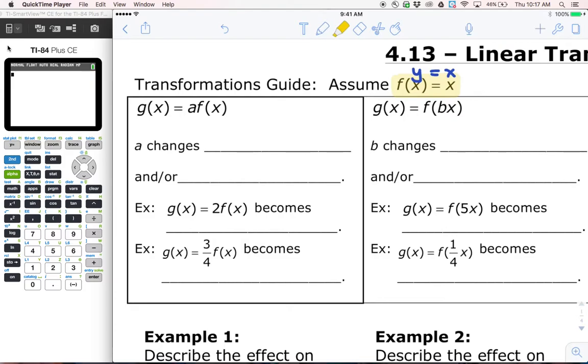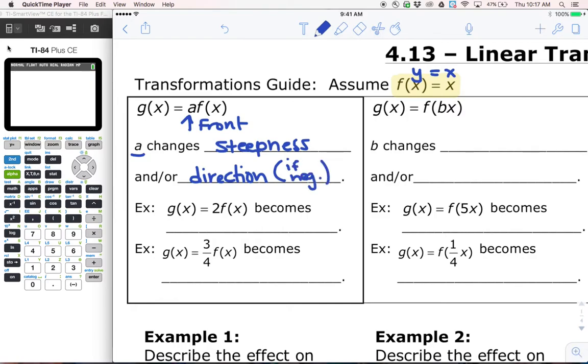In this transformation, we have g of x is equal to a f of x. What this really means is that our new equation is equal to our old equation times something, right? You see how that's in the front multiplying? So when we have a number in the front, that number a changes the steepness and or direction. Because if that number is negative, it'll change the direction of the line. So I'll put if negative.